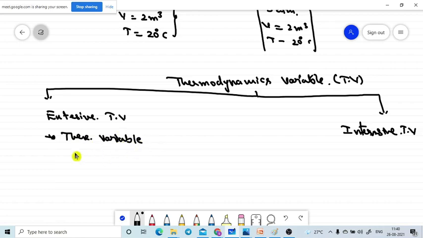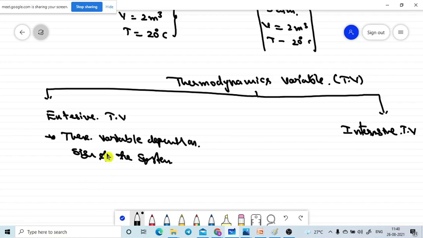on the size of the system. So the size of the system means if the size is larger, then we will call that a thermodynamic system variable. Definitely it will change. So that type of variable will come into the classification of extensive thermodynamic variables.